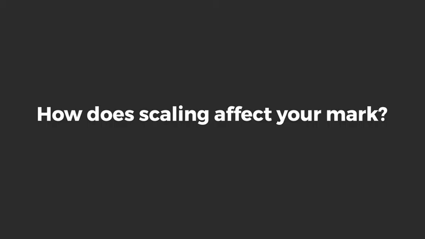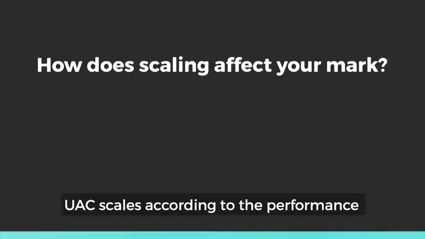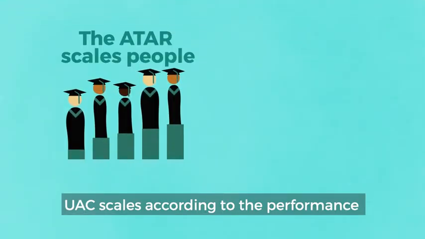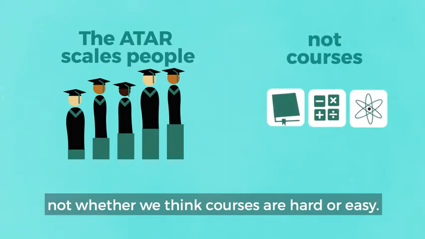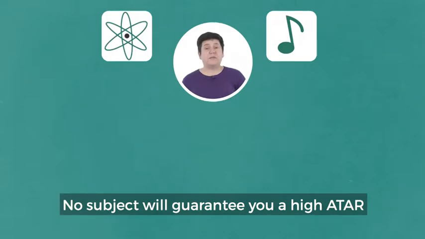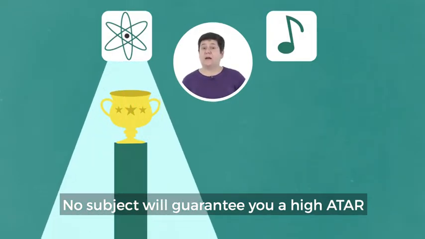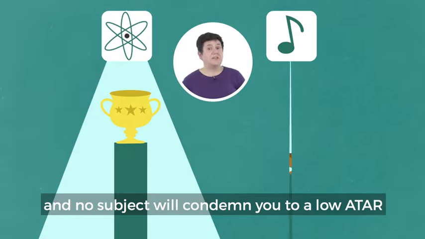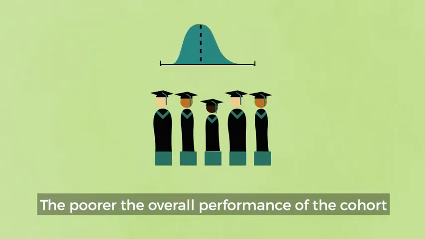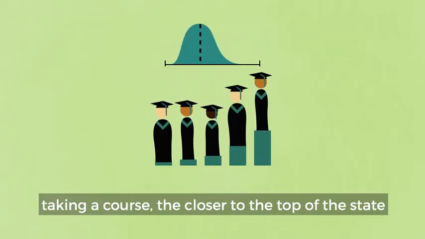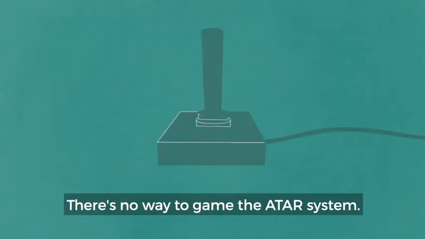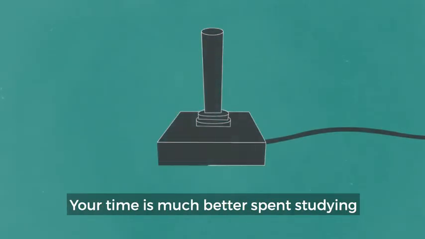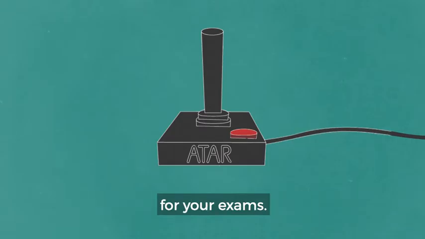How does scaling affect your mark? UAC scales according to the performance of all the students that year, not whether we think courses are hard or easy. No subject will guarantee you a high ATAR, and no subject will condemn you to a low ATAR. The poorer the overall performance of the cohort taking a course, the closer to the top of the state you need to be in order to benefit from scaling. There's no way to game the ATAR system. Your time is much better spent studying for your exams.